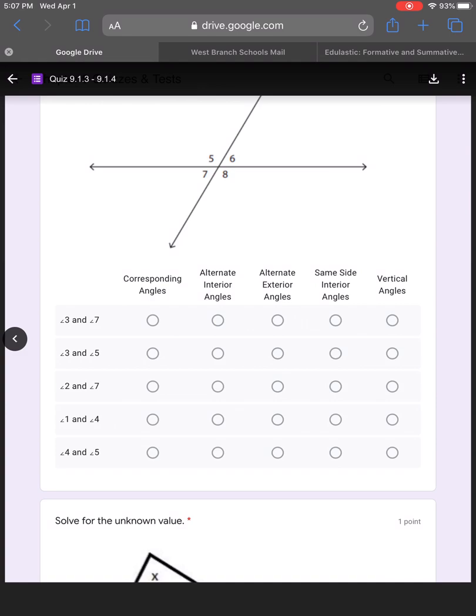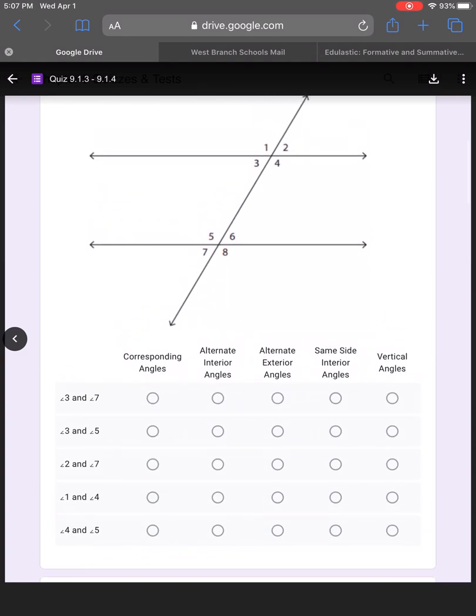Angles 3 and 5, are those corresponding angles, alternate interior angles, alternate exterior angles, same side interior angles, or vertical angles? Keep in mind that alternate means opposite, so it would be opposite sides. And interior means inside, exterior means outside.